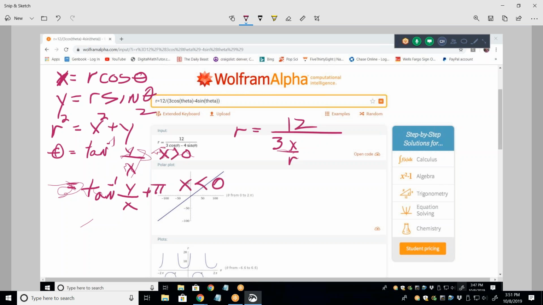That's right. Hold on, did I get the 3 in the right place? Just a second. Cosine of theta equals x over r. Okay, I did. Minus 4y over r. So far, so good? Yes, sir.